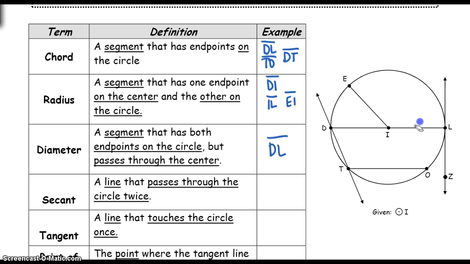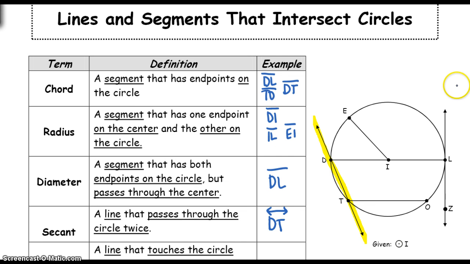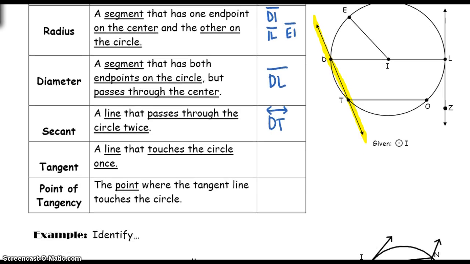So the next thing after that is secant. Now watch out, things are changing here. This time it's a line. So a line has two arrows at the end. And this line has to pass through the circle twice. So the only line, there's only two lines in the picture, right? The only one that goes through the circle twice is this one right here. But be careful, this is a line, so when we do our notation, we do have to make sure it has arrows at the end. So don't confuse secant with the DT that we did here for chord. Notice that those had endpoints, whereas the secant does not have endpoints on it. Okay, it's a line.